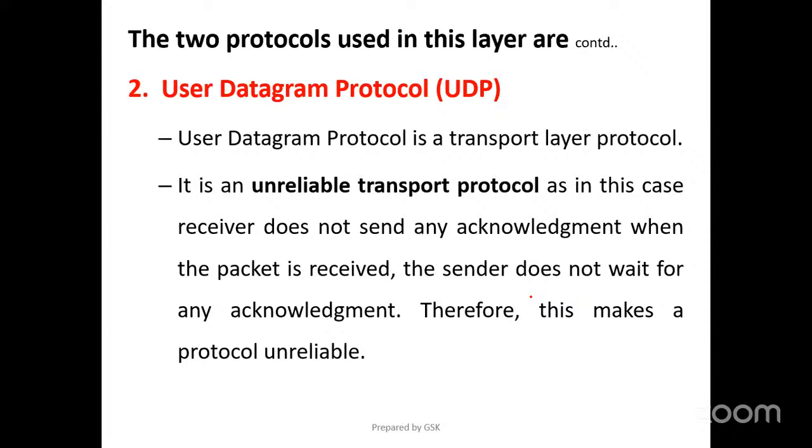Then UDP, User Datagram Protocol, is a transport layer protocol. It is an unreliable transport protocol. In this case, the receiver doesn't send any acknowledgement when the packet is delivered, so the sender doesn't wait for any acknowledgement. Therefore, this makes the protocol unreliable. So this is somewhat unreliable.